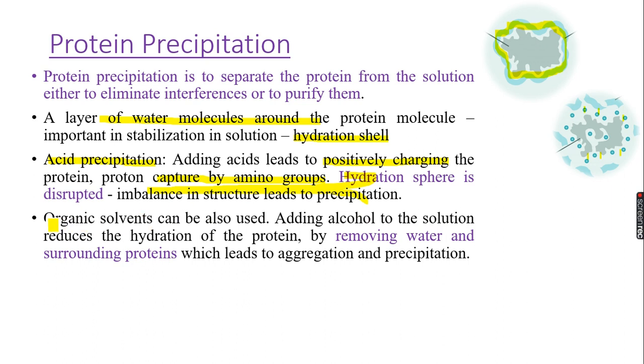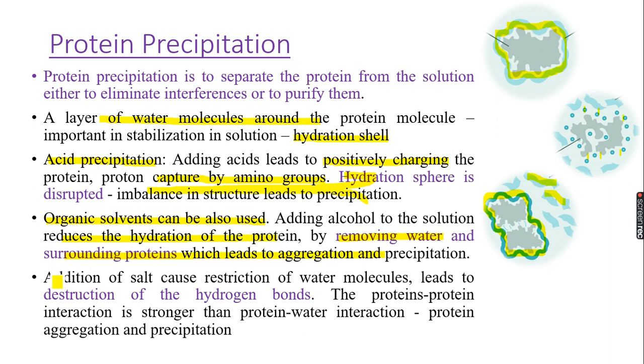The second aspect is the use of organic solvents, like alcohol and acetone. They reduce the hydration of the protein by removing water. They replace water and themselves surround the protein, which causes aggregation and precipitation. You can see now water is thrown out from the hydration cell, but the solvent itself is coming into the picture and destabilizes the protein.